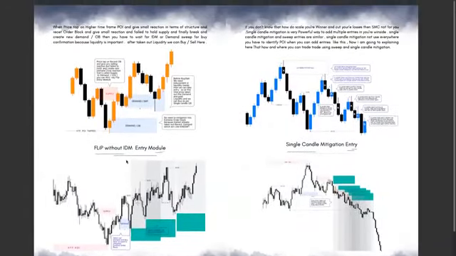Flip without inducement, single candle mitigation entry. So same thing is here. Without inducement entry, the market needs a liquidity sweep, a previous structure sweep. That's called without inducement entry.